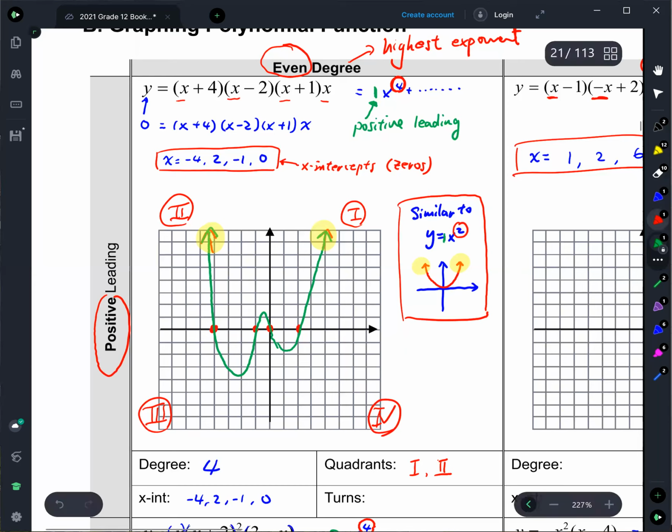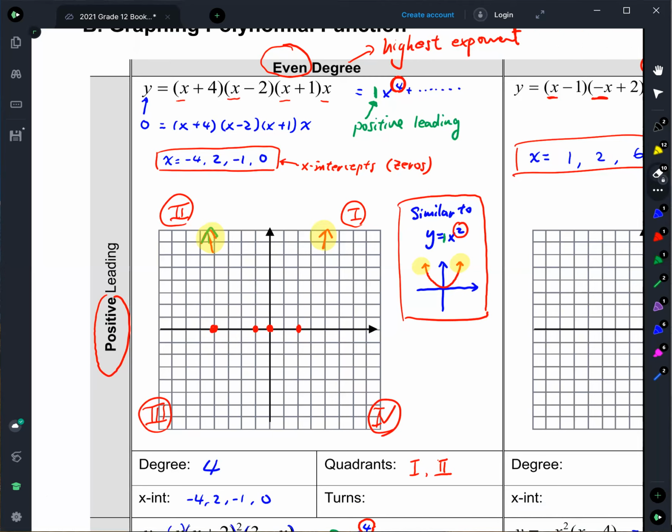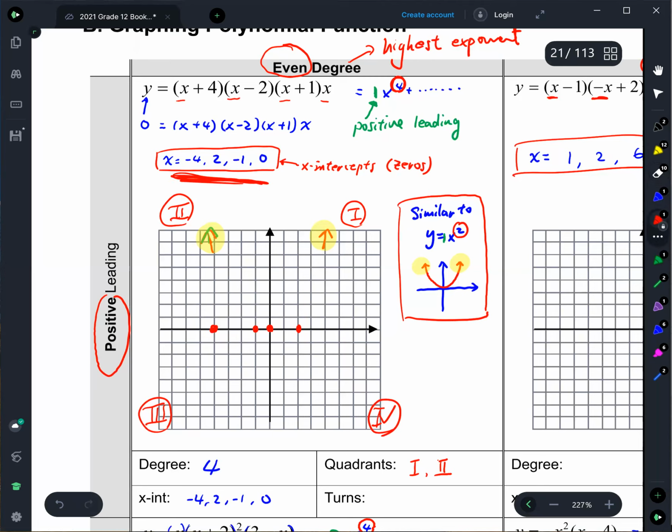Yeah. So if I erase these green lines for now, all I have is the two arrows. Next thing I plot is the x-intercepts that we found up here. We have -4, 2, -1, and 0. So we know where the arrows are, right? So we just need to connect from the arrow through the x-intercepts.